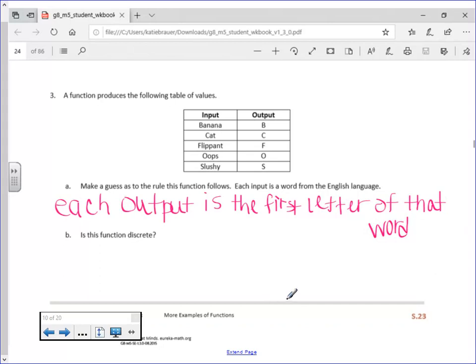Is this function discrete? We are only working with words here, and if that's the case, then it's always going to be discrete. If there's no numbers involved at all, it's discrete. I'm going to pass out the homework, and I'm actually just going to do it with you really quick. It doesn't take very long.